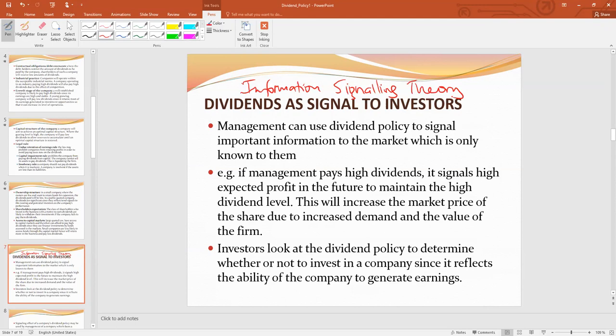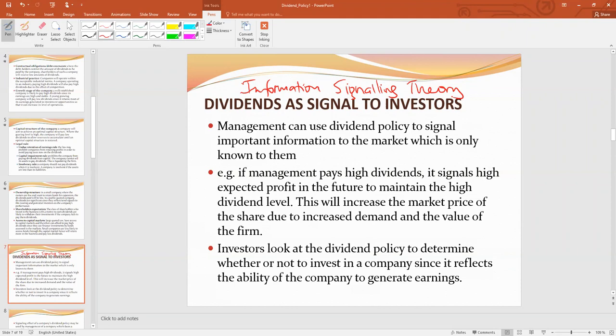Now, this theory says that at the end of the day, when it comes to designing the policy, as a company you will have to consider what sort of information the market is going to get, how the market is going to interpret this particular decision you're making towards the dividend. Is the market going to take it from a positive angle, or from a negative angle?